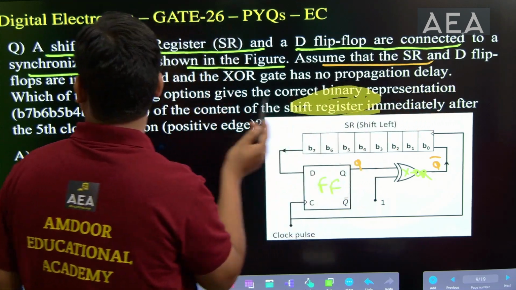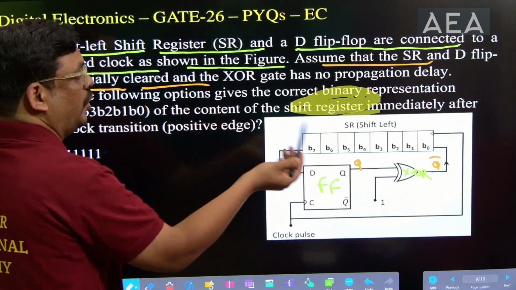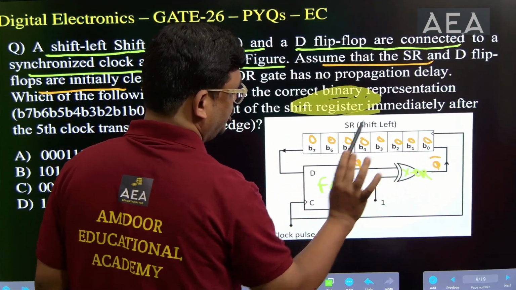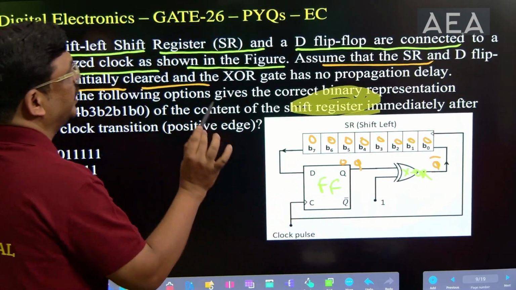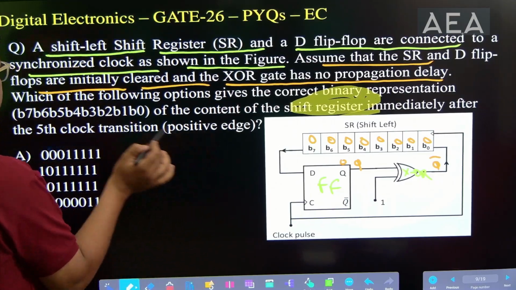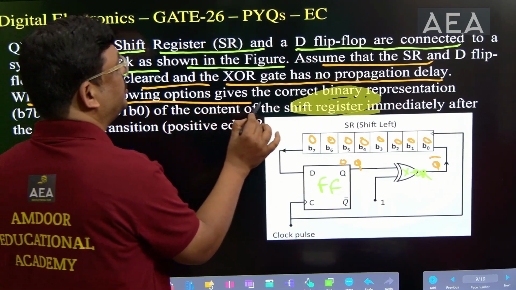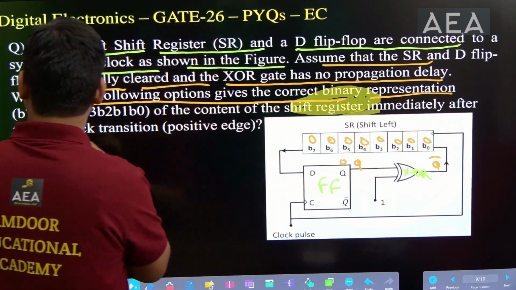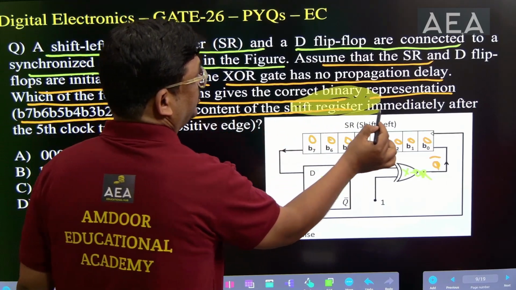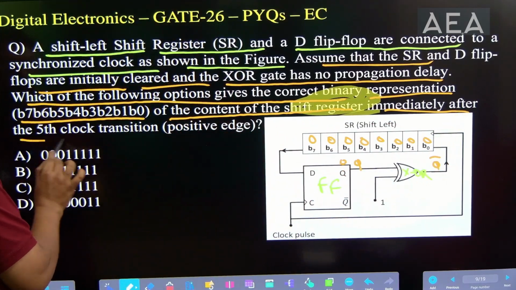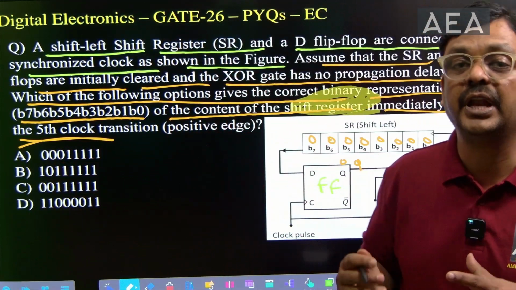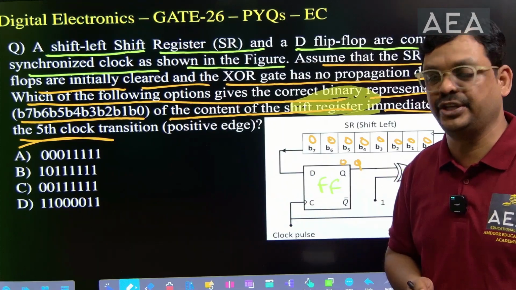Assume SR and delay flip-flops are initially clear. So all flip-flops are clear. That means initially the data is 0, and here the output is also 0. And the XOR gate has no propagation delay, so delay is not applied here. We have to take the ideal condition only. Which of the following options gives the correct binary representation B7, B6, B5, B4 up to B0 of the content of the shift register immediately after the 5th clock pulse? We have to identify the status of the register after the 5th clock pulse.